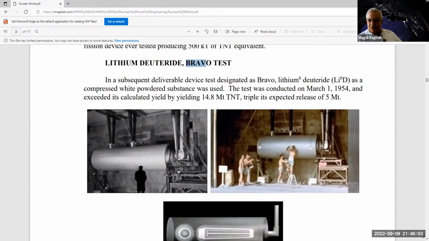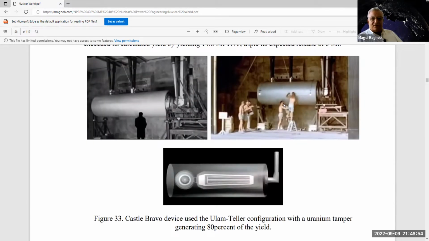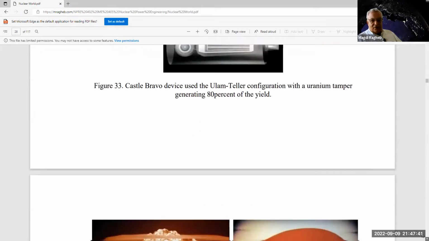A picture of the device is shown here. And the suggestion is that it's a Ulam-Teller configuration, with a spherical fission device here with a long cylinder of the fusion part. So that would be the trigger, that would be the charge. And you'll find that, as I suggested, 80%, they generated the fusion, and then they had a tamper, or surrounding casing, made out of uranium-238. And that uranium-238 released 80% of the yield. But the interesting aspect is that it is now a deliverable device, something you can put on an airplane. Otherwise, you cannot have the deuterium plus deuterium fusion because it would have to be cryogenic.